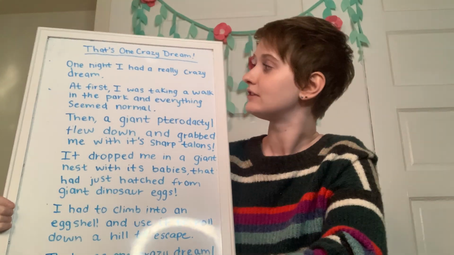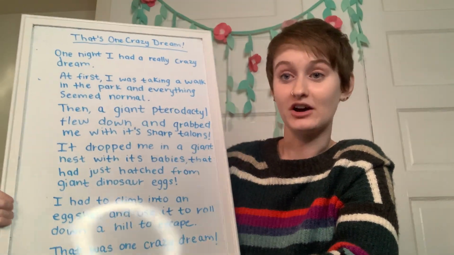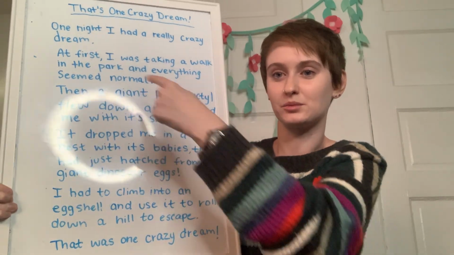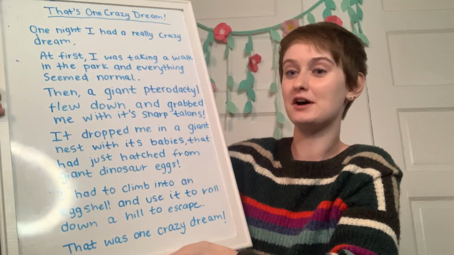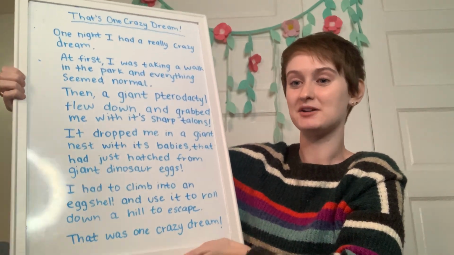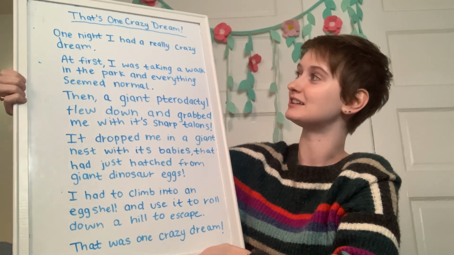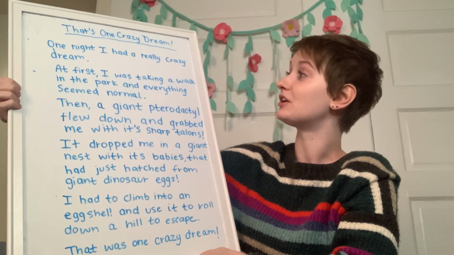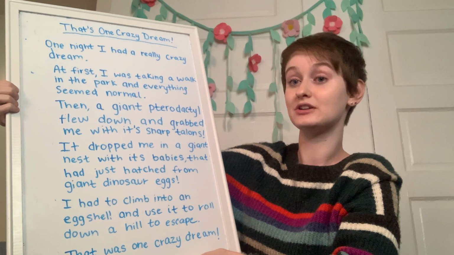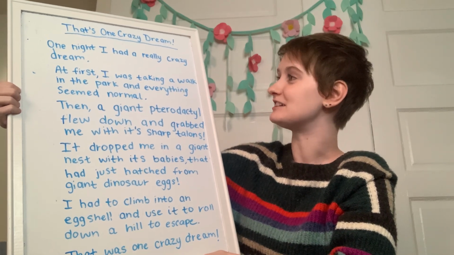Okay, so it starts off again. I'm trying to get the ring light reflection out of the way. That's why I'm sort of tilting my whiteboard a little bit. I hope that's not too distracting. I hope you can still read it. But remember that we titled this piece, "That's One Crazy Dream."